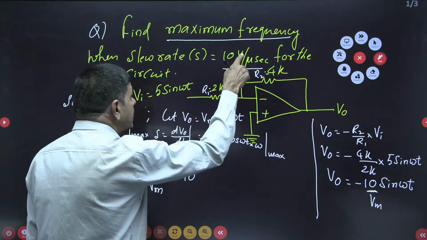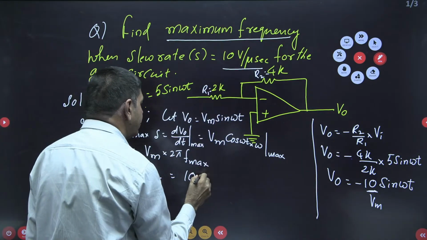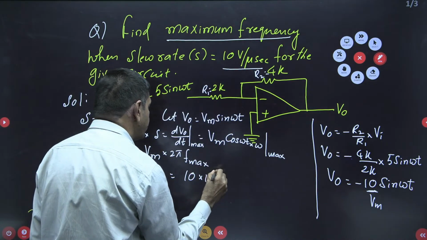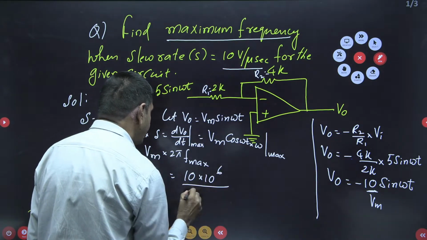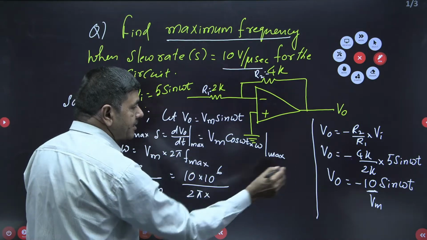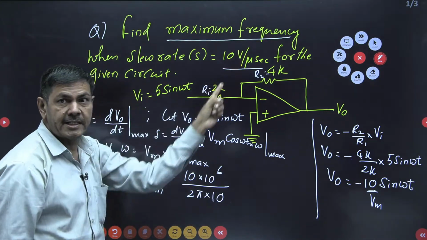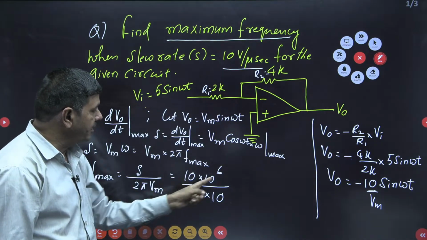10 volts per micro. Micro means 10 power minus 6. When 10 power minus 6 goes to the numerator, it becomes 10 power 6. Divided by 2 pi into Vm, which is nothing but the maximum voltage, 10 here. Per micro. Micro indicates 10 power minus 6, and when it goes to the numerator, that is the value.